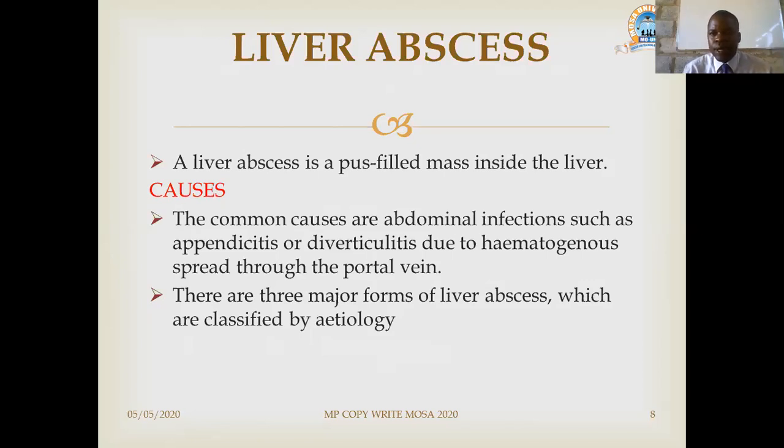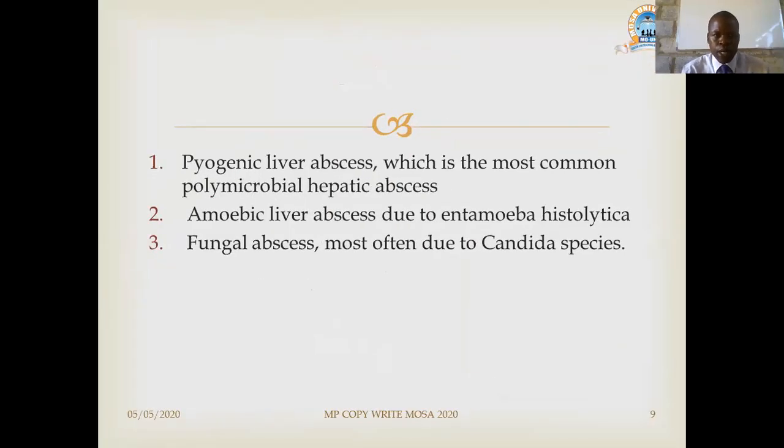Despite that we have defined a liver abscess as a pus-filled mass inside the liver, this can also be classified into three ways depending on the cause, what we call etiology. So the first one is pyogenic liver abscess, which is the most common polymicrobial hepatic abscess.